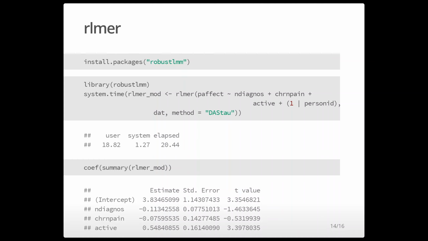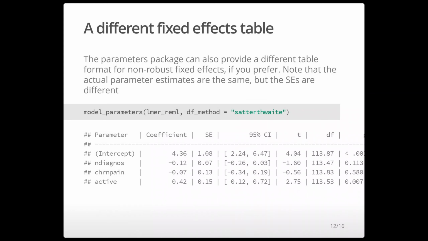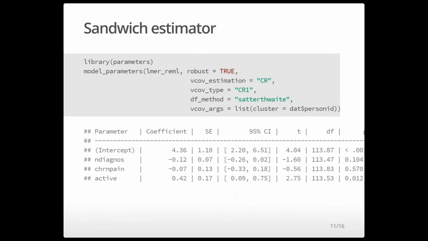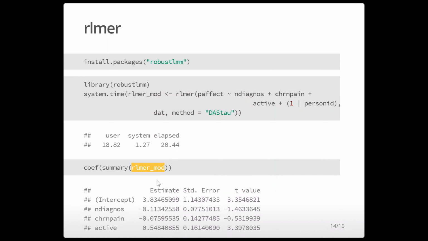And here we see we actually get not just different standard errors, but we also get slightly different parameter estimates. So if you look at the active and intercept estimates here, the intercept is 3.83, active is 0.548. And if we go back a few slides, we see that these are different from the parameter estimates that we got from the non-robust methods and even from the sandwich estimator methods. So this estimates robust parameter estimates, not just robust standard errors.